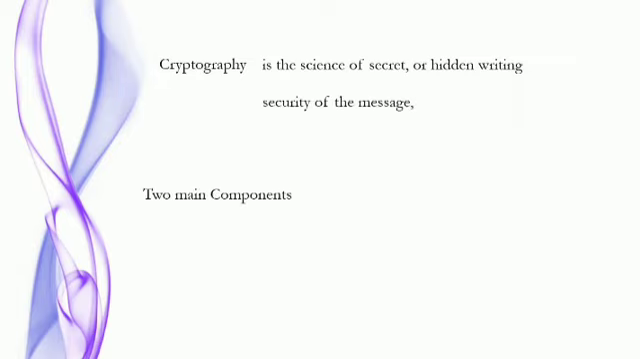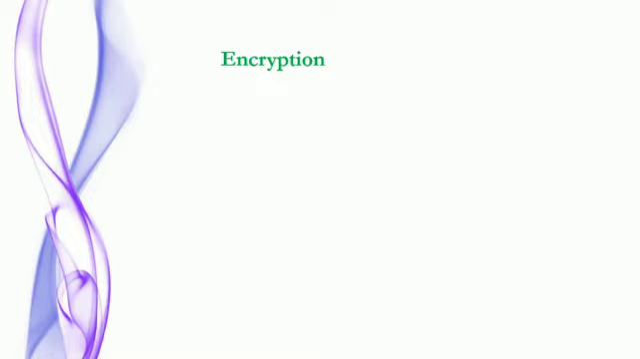In cryptography, we see two main components. One is encryption, another one is decryption. Let us see what is meant by encryption. Encryption is nothing but, so the spy, the person spy, right?